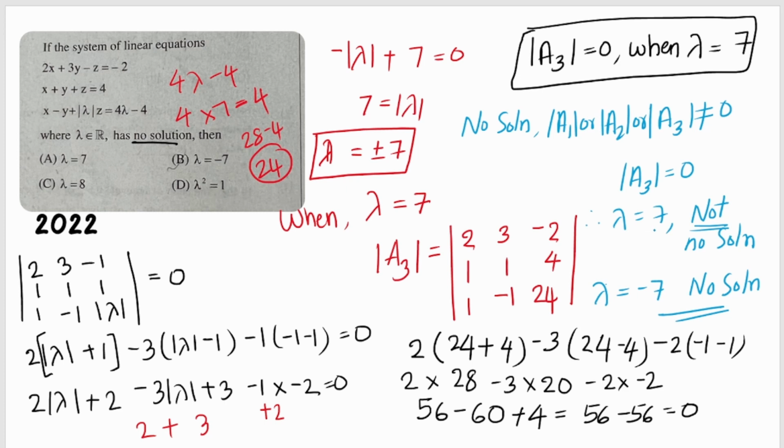Lambda equal to 7 is the case for infinitely many solutions. For infinitely many solutions also, determinant A equal to 0. For determinant A equal to 0, it can be either no solution or infinitely many solutions. When determinant A3 is also 0, that means it is infinitely many solutions, this lambda equal to 7. I hope it's clear. Okay.